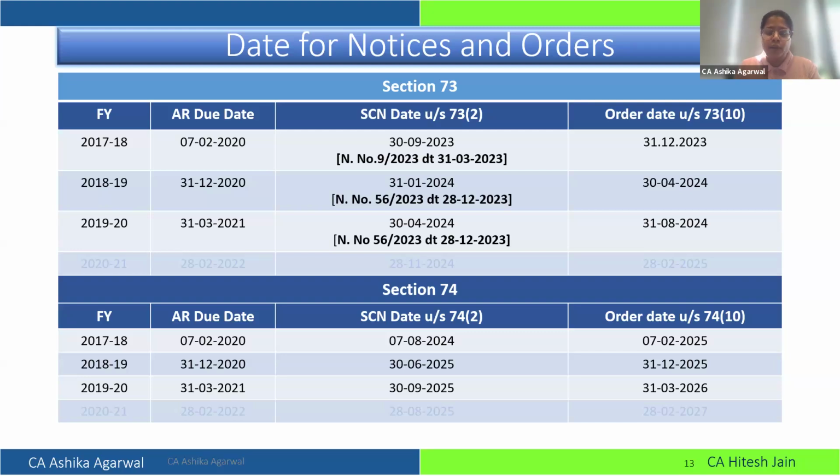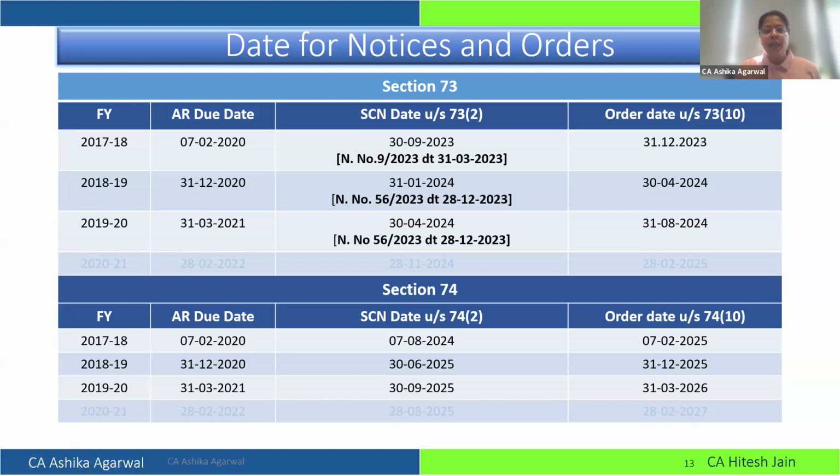All these scenarios are possible. Now, if you see Section 74, as of now, only the 17-18 time limit to pass the order is over. I have put only the first 3 years, as the amnesty is only for the first 3 years. But 18-19 and 19-20 are still there.